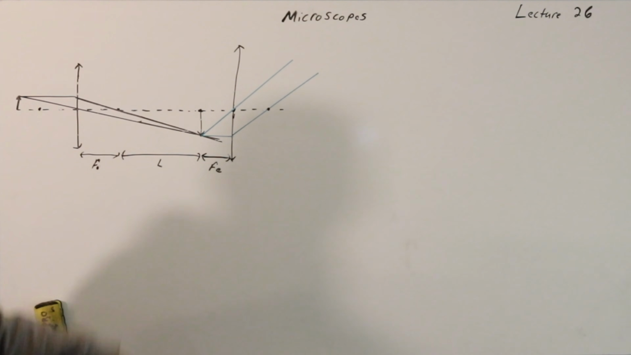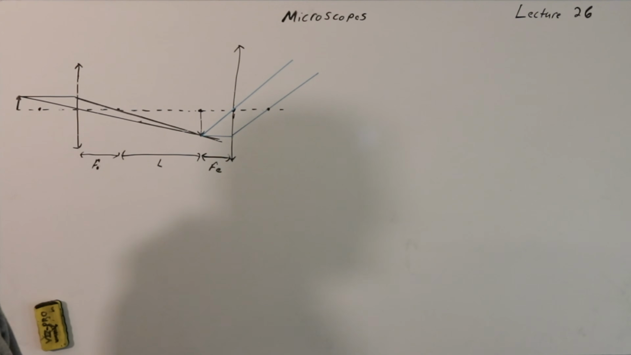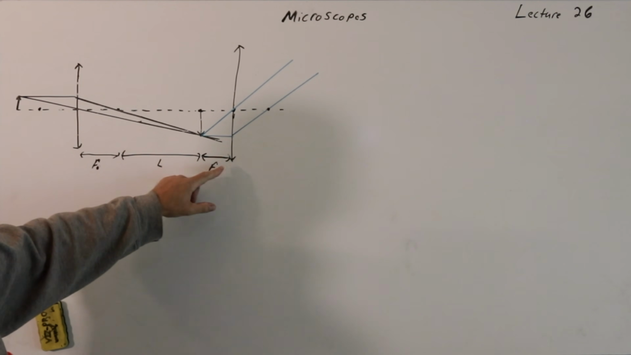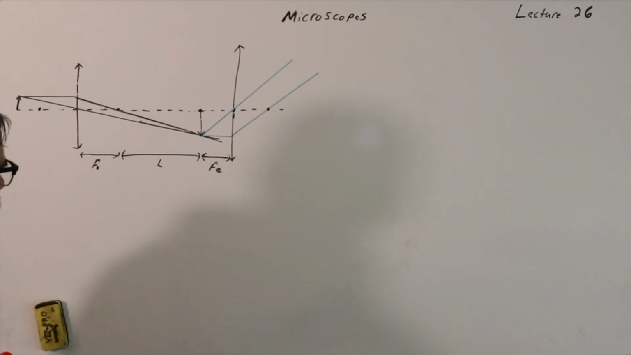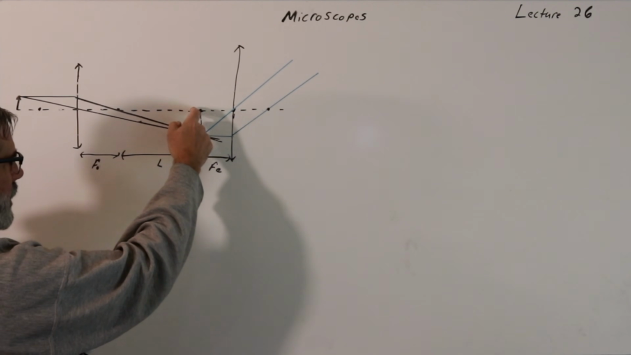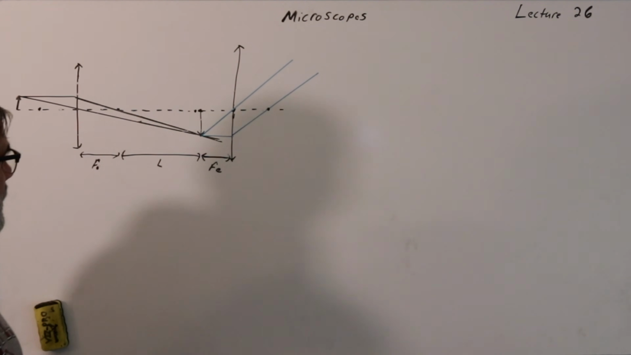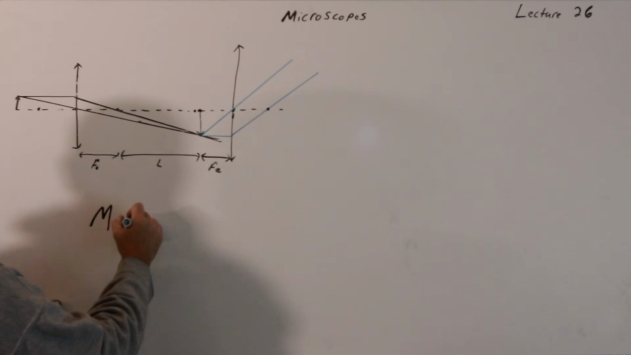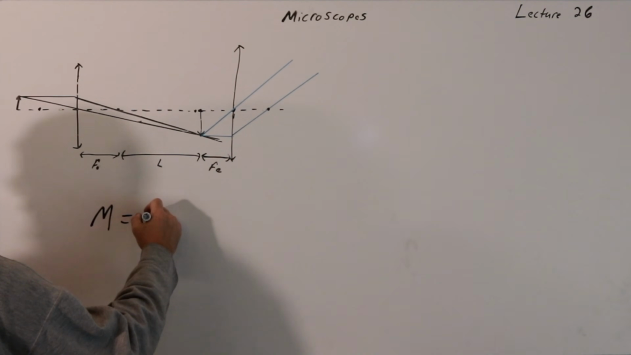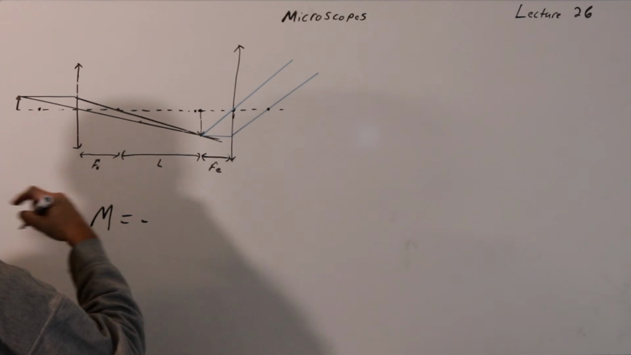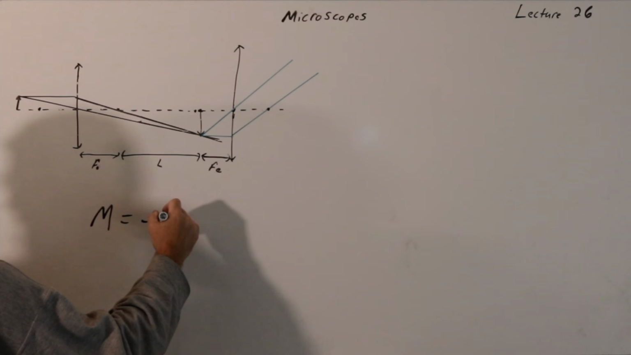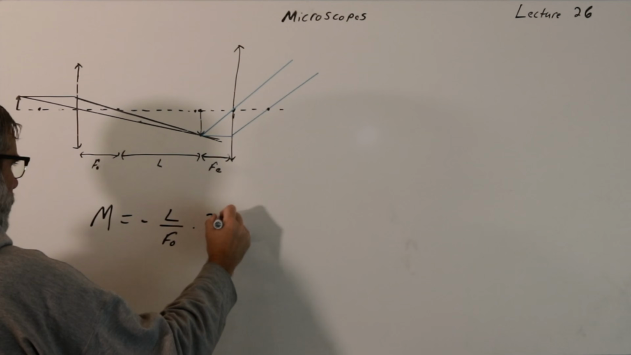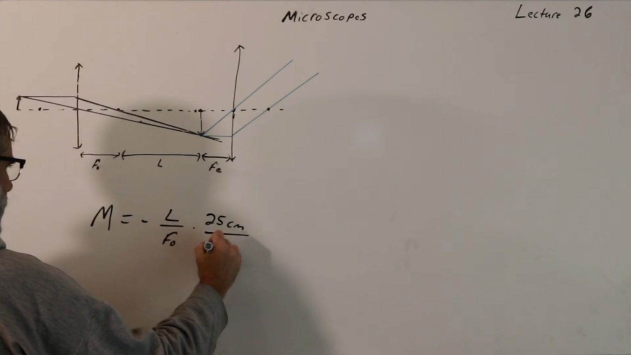So this is what you get. The eyepiece is still acting like a magnifying glass, set up such that the focal length of the eyepiece is, in truth, going to be a little bit less than what I drew here. It'll be something like here. And so this is just acting like a magnifying glass. And as it turns out, the magnification for this is a little more complicated than what we had with the telescope. There's a negative sign because it's still inverted. And it's going to be minus L over F naught times 25 centimeters over FE.